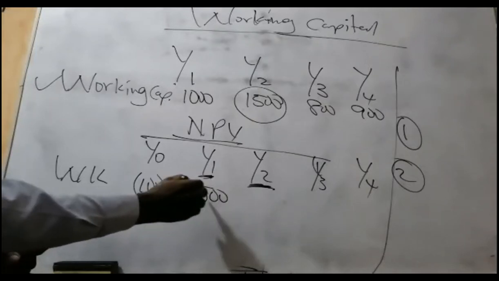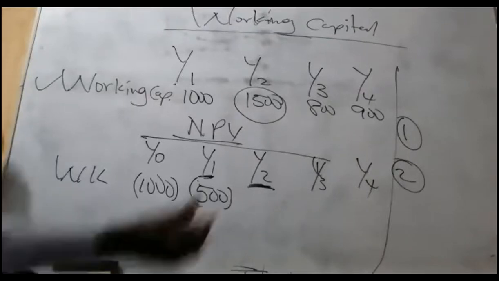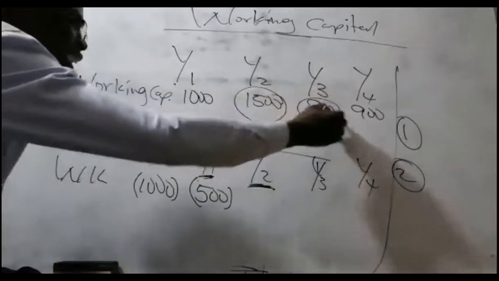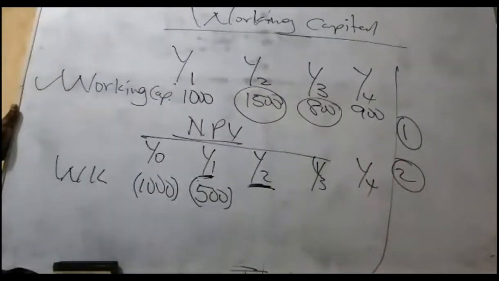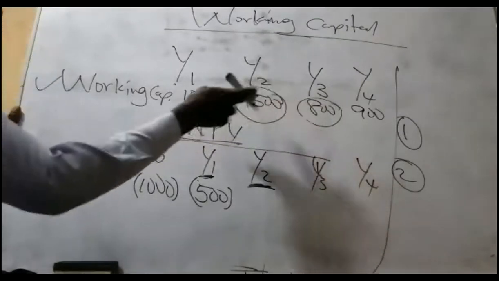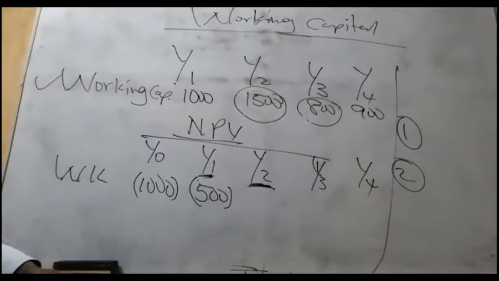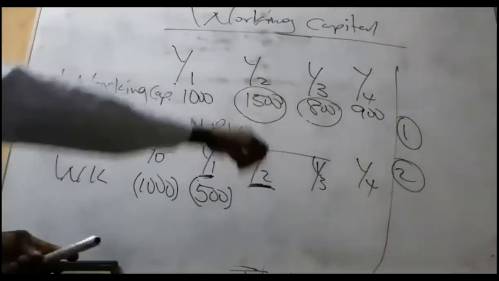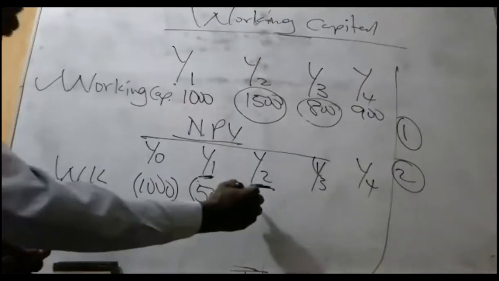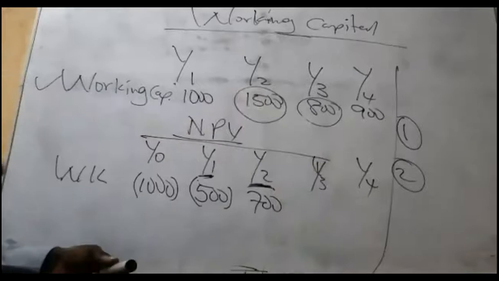If it increases, then outflow. So I'll top up by 500 Ghana cedis. Let's go to year 3. Year 3, I need 800 Ghana cedis. This 800 that I need, I already have 1,500 cedis there. So what do I do? Then let me reduce it. So that's reduced by 700. That one becomes a positive inflow because I have to take money from the business.